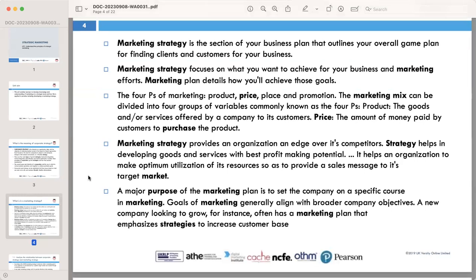So a marketing strategy gives an organization a competitive edge. It helps in developing products and services with the highest profit potential. Additionally, it optimizes resource utilization and ensures a compelling sales message reaches the target markets. Then alignment with goals. A critical purpose of the marketing plan is to align the company's marketing efforts with the broader business objectives, whether it is a new company looking to expand or an established business aiming to grow its customer base. Marketing strategies play an important role.